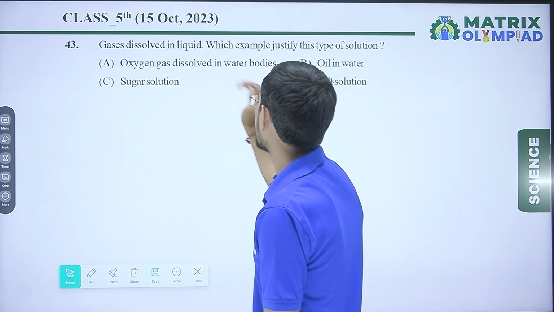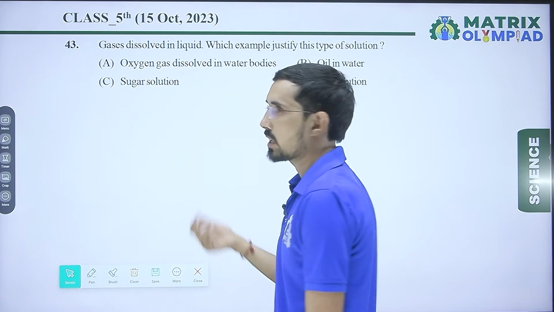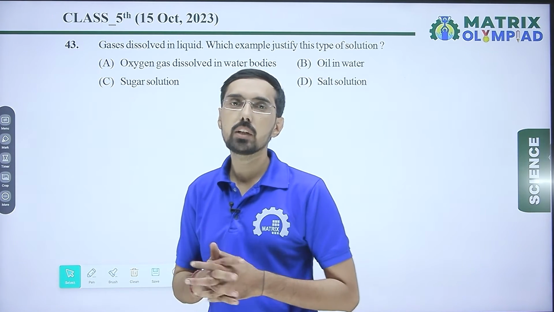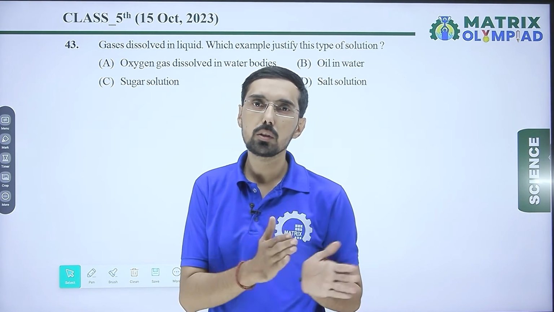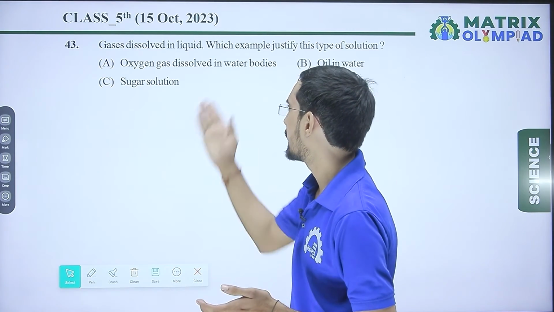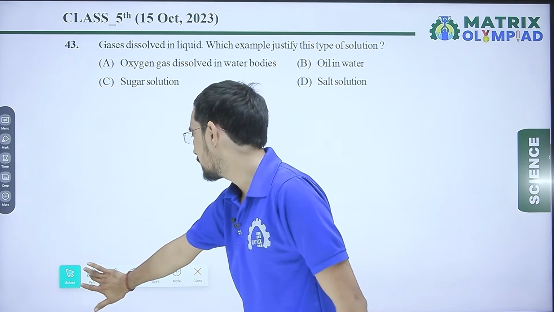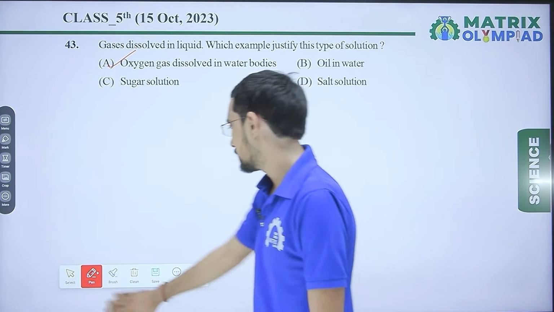Gases dissolved in liquid. Which example justifies this type of solution? As we all know, aquatic animals take oxygen dissolved in water, and that is given in option A. So our correct answer will be option A. Now move to the next question.